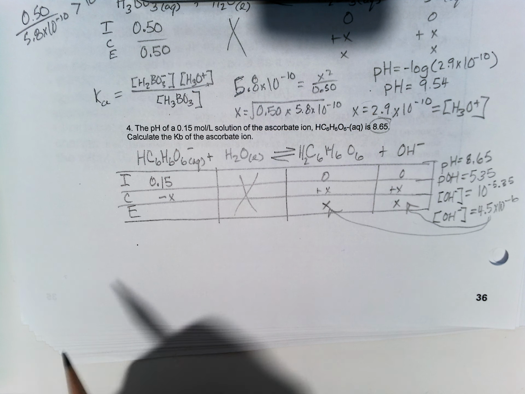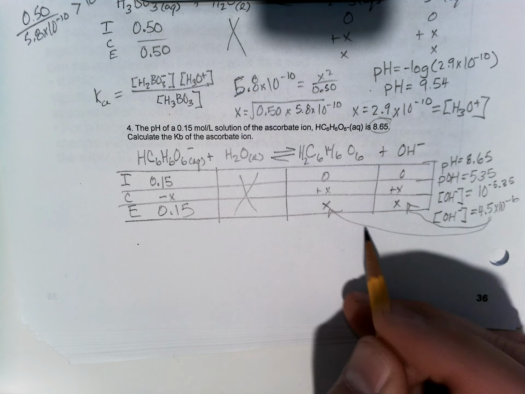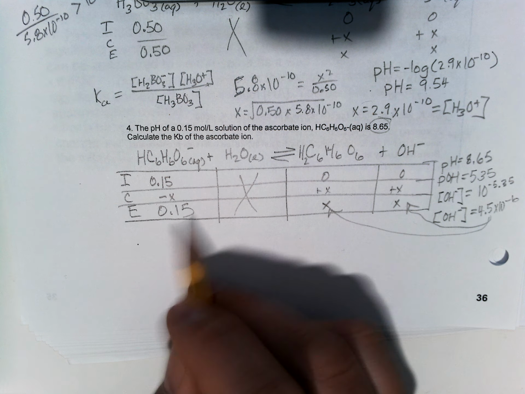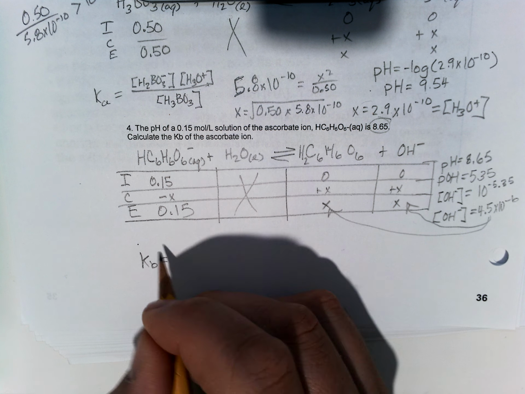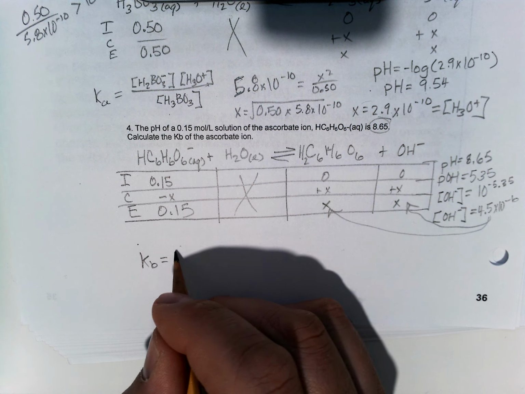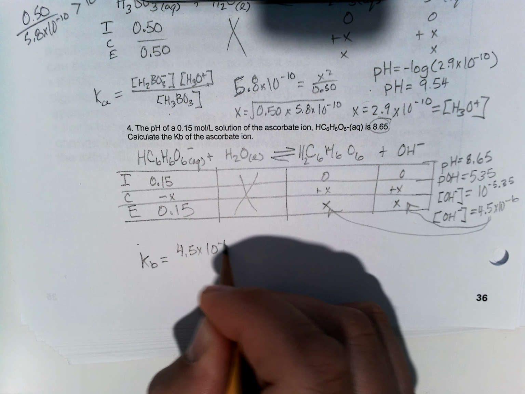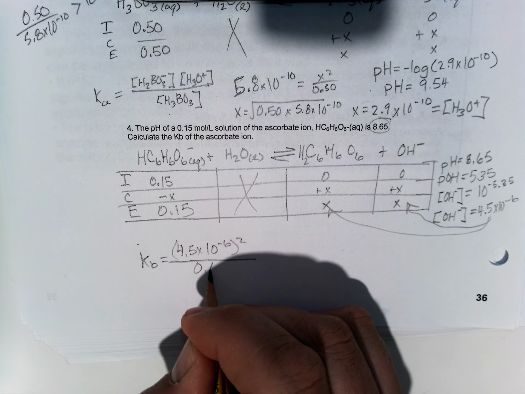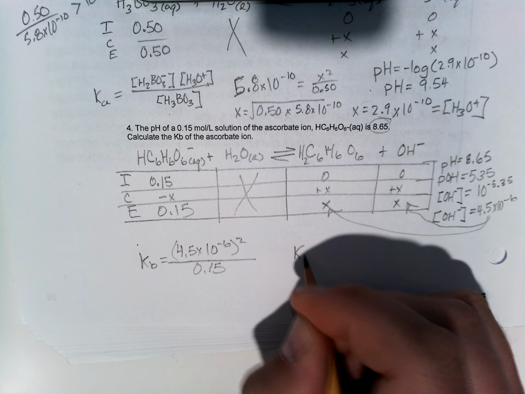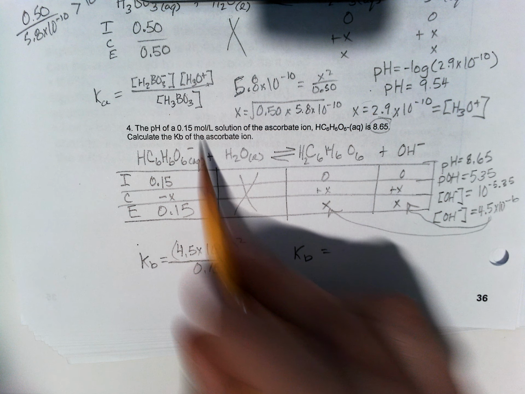Okay, now we put that into our Kb formula. So we got 4.5 times 10 to the minus 6 squared divided by 0.15. And our Kb is equal to, for significant digits, we have 2 and 2, so 1.3 times 10 to the minus 10 is our Kb.